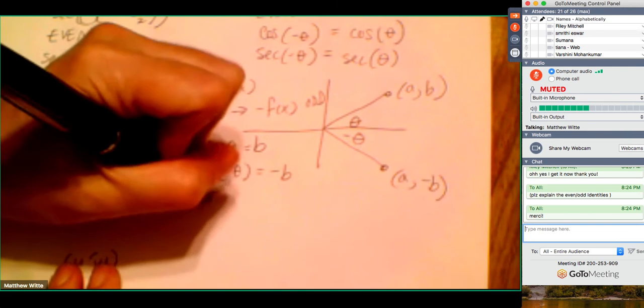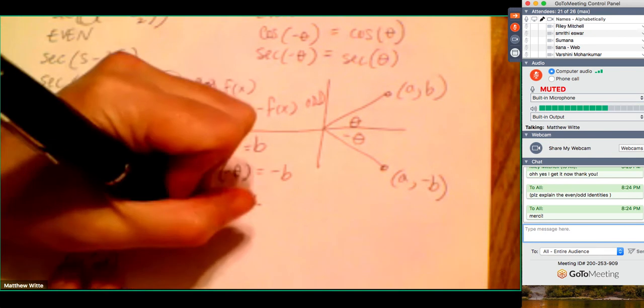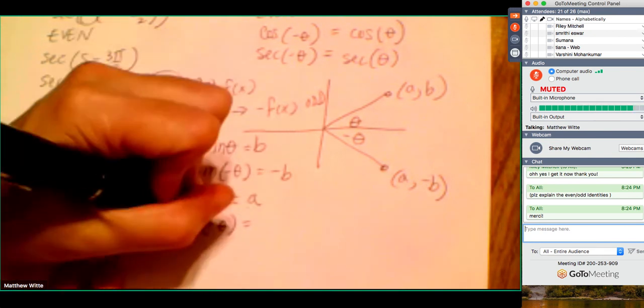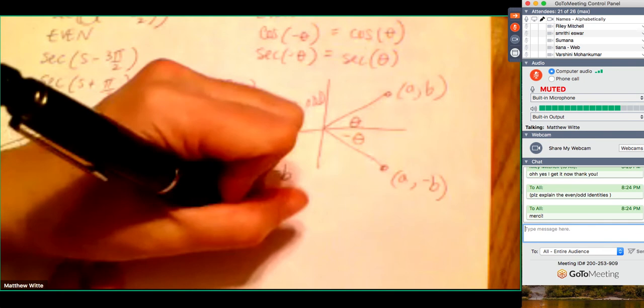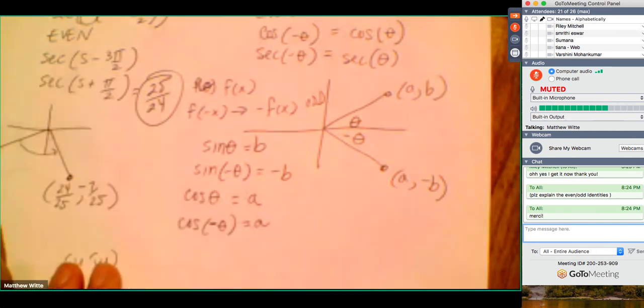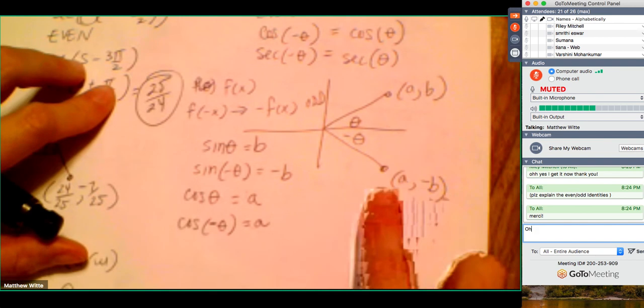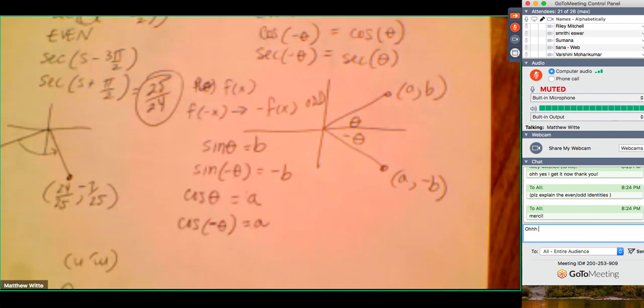And then if I look at cosine theta, it is equal to A. If I then look at cosine of negative theta, notice that my output is still A. So it's exactly the same as the original. That's why it's even. You can look at the same thing for tangent. Tangent is B over A. The tangent of negative theta is negative B over A. So again, the result is the opposite of the original function. So hopefully that helped, Ayush. And we will revisit odd functions again.